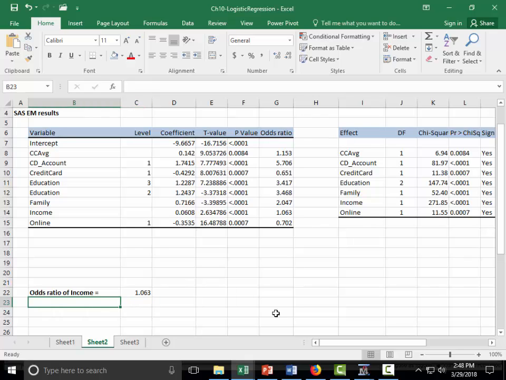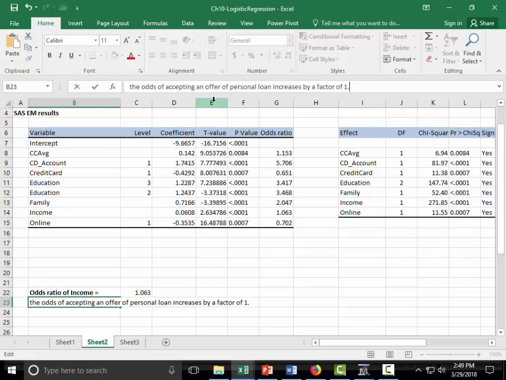So here we can say the odds of accepting an offer of a personal loan increases by a factor of 1.063, right? For X increasing by 1.